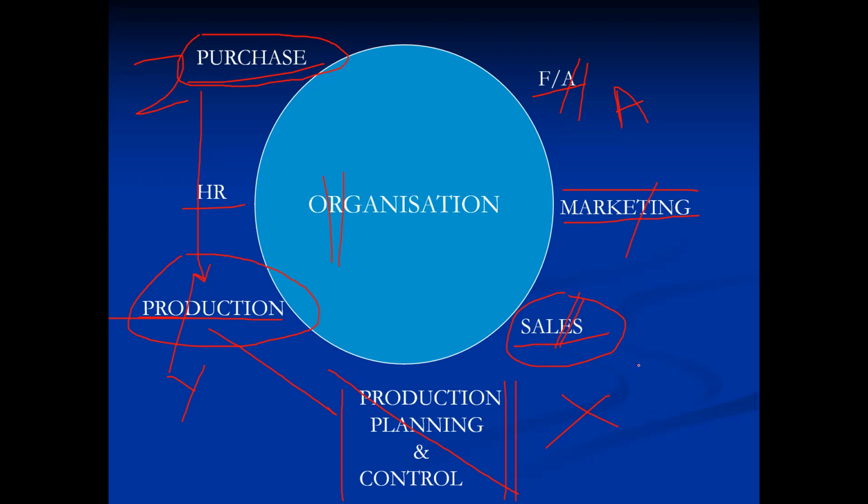Length of the production cycle means the time taken from the point of procurement of materials till you realize the finished goods into cash by sale of finished goods. This is called production cycle length.